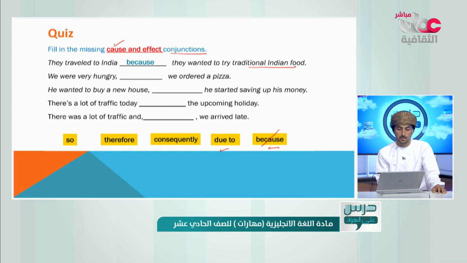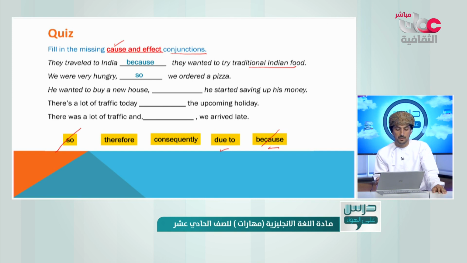Which one is used for consequence? We have so, therefore, and consequently. So we use here the word so. We were very hungry, so we ordered pizza. And number 3, he wanted to buy a new house. He started saving up his money.